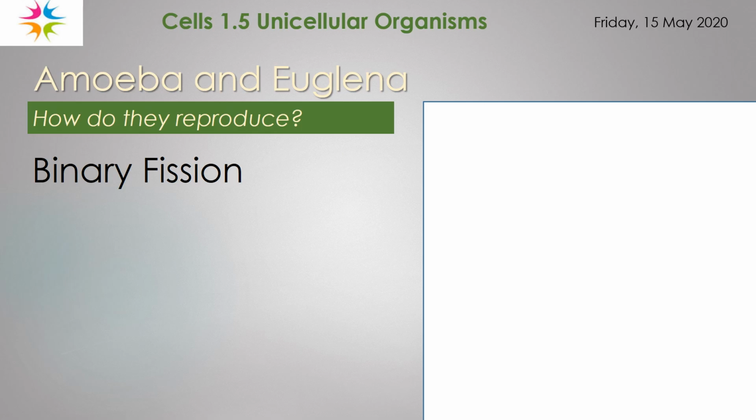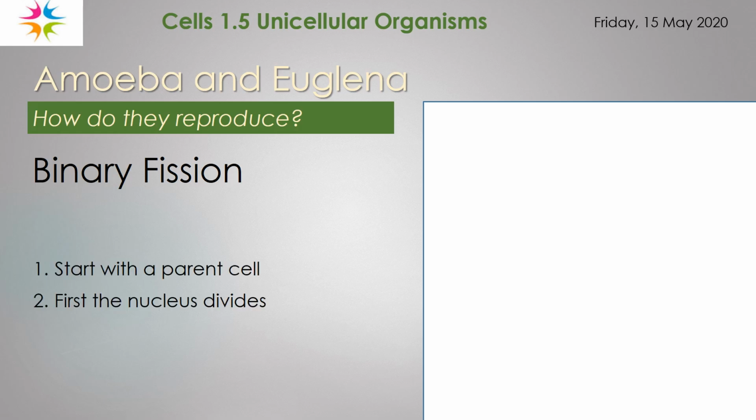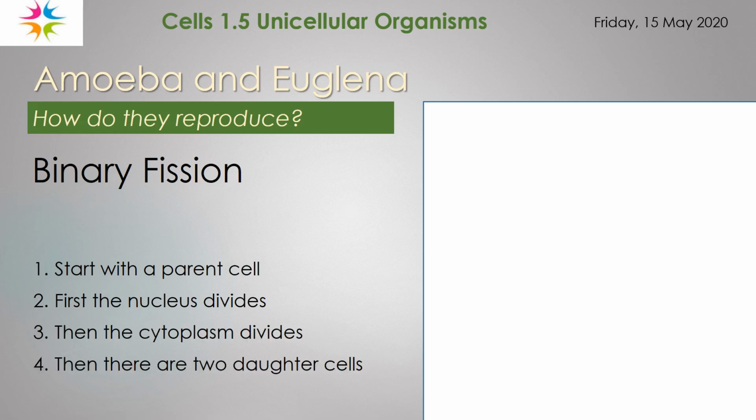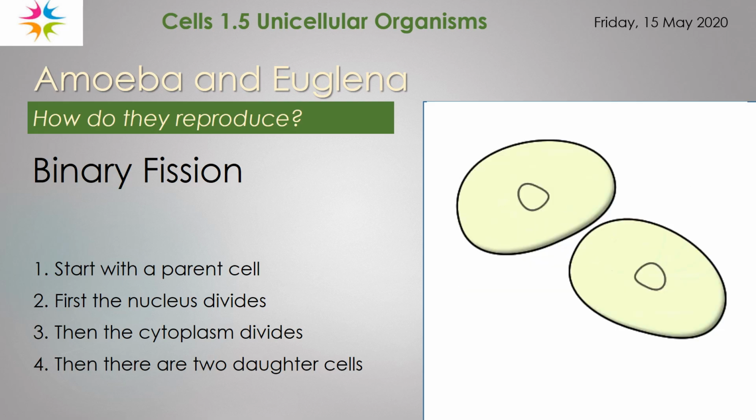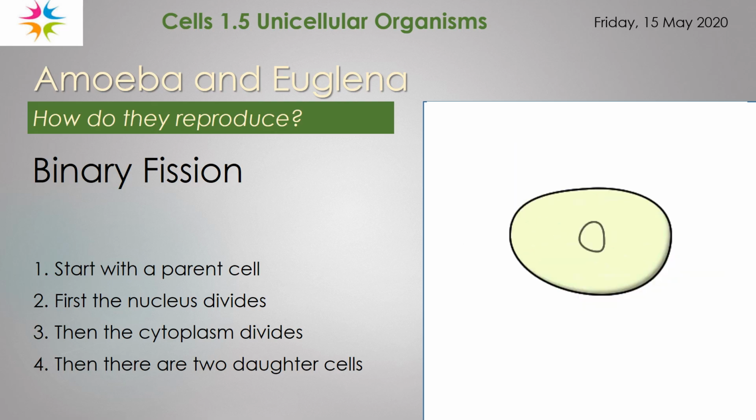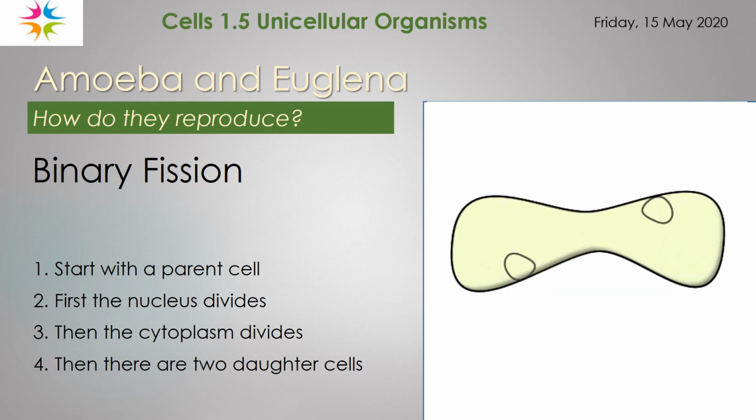How do they reproduce? They reproduce by a method called binary fission. And binary means two, and fission means split. So they split into two. You start with the parent cell, then the nucleus divides, then the cytoplasm divides, and then you have two daughter cells. There's the parent cell, there's the nucleus dividing, the cytoplasm dividing, and then there are two daughter cells. I'll just let that play again.